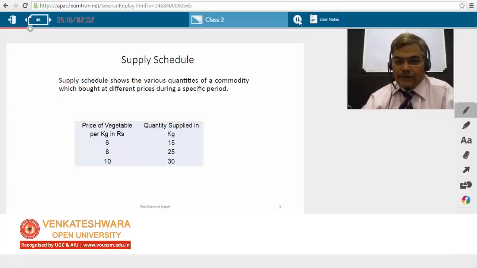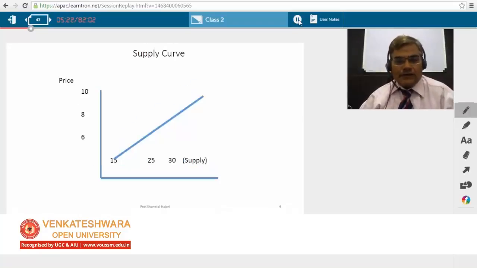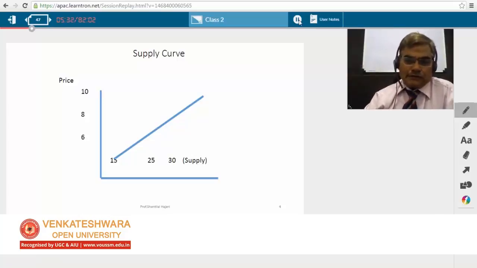We can convert this into a graph, and that is called the supply curve. So what is the supply curve? On one side there is price, on another side there is quantity supplied. So this is the supply curve, and the supply curve moves upwards, whereas the demand curve moves downwards. So it is sloping upwards.